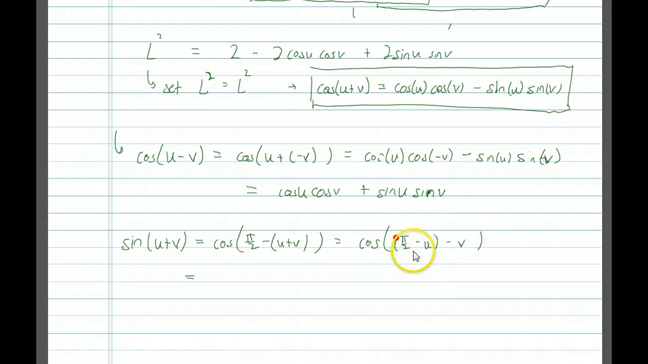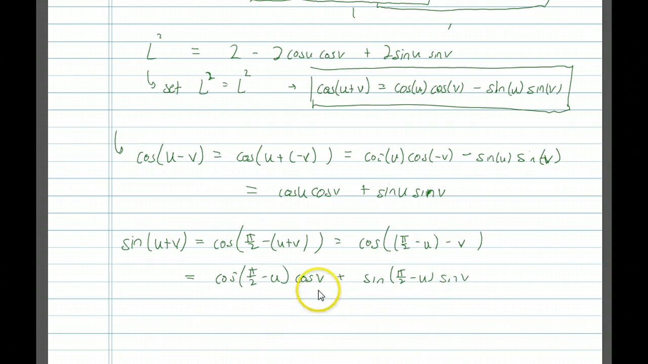And then we're going to think about this as our first angle, this as our second angle, and apply the previous identity. So that's the cosine of the first angle times the cosine of the second angle, what we're subtracting, plus the sine of the first angle times the sine of the second angle.